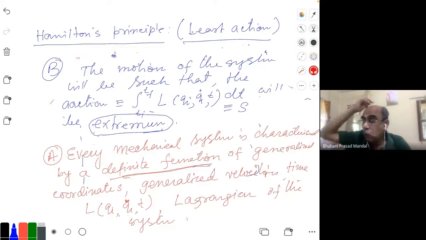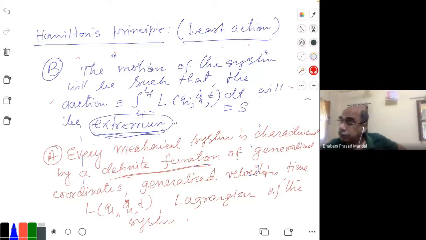Don't put much effort into understanding when it will be maximum. Right now I don't have an example also. So action will be minimum, but I'll prefer to write extremum because the condition used will be the extremum condition. So Hamilton's principle says, just 2 minutes more, keep your patience.